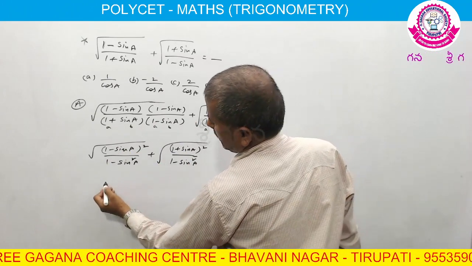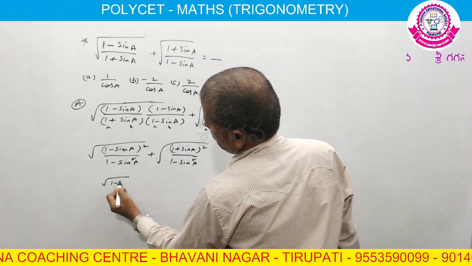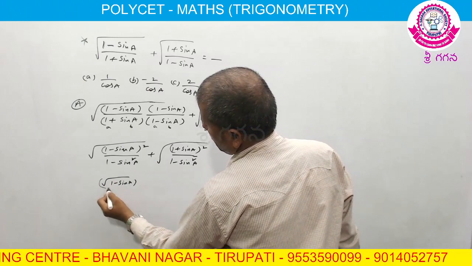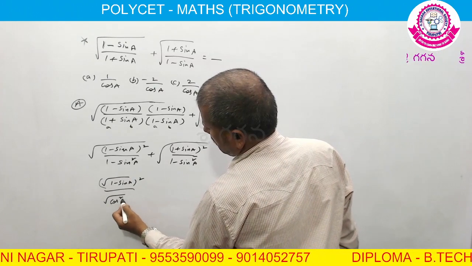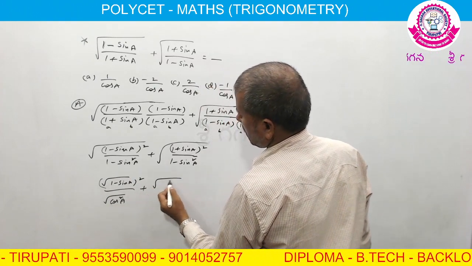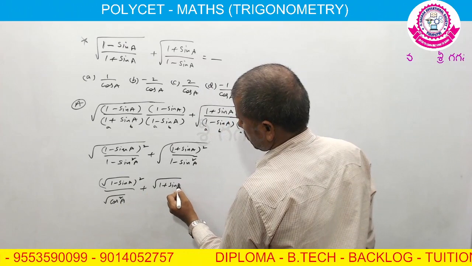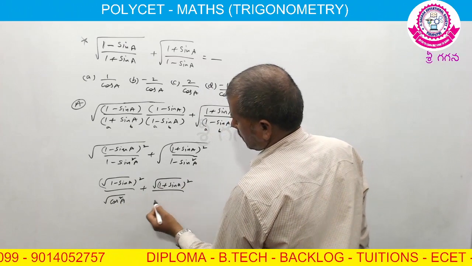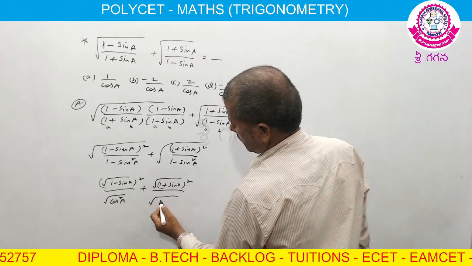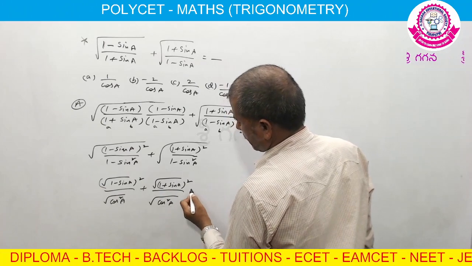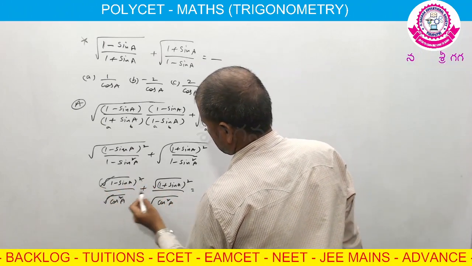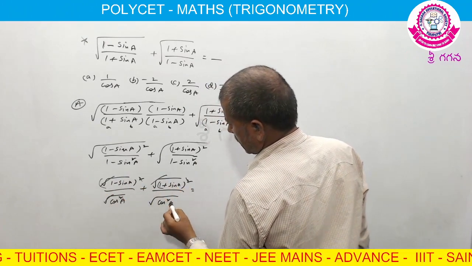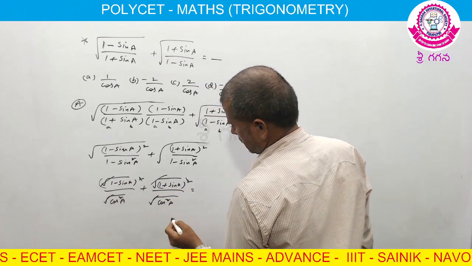Next, we take root of (1 minus sin a) in the numerator and denominator separately, right? Root of 1 minus sin square a, we already know that is cos square a. Plus the same model, (1 plus sin a) whole square, and here also 1 minus sin square a, that means cos square a. Root separate functions, so square root cancels, square root cancels, here also square root cancels.